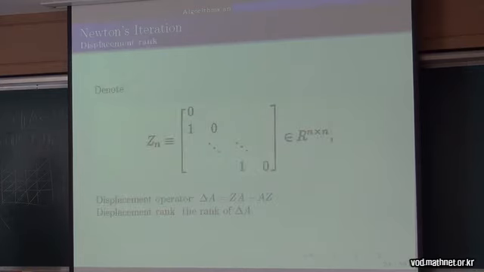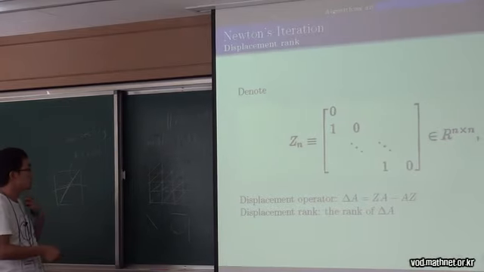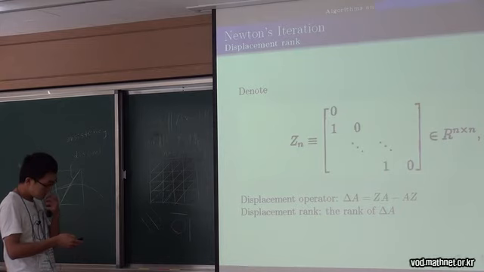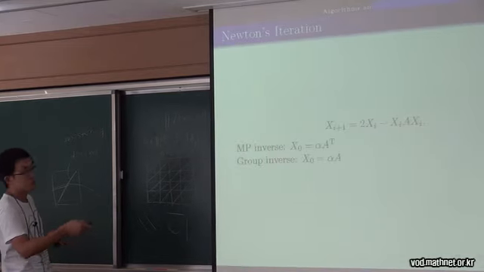And for the displacement rank, it is just named this one. The Z is just a permutation matrix, except there is no one here. If there is a one here, it's just the permutation matrix, and this is the displacement operator. We call the displacement rank just the rank of this one. We can see that if A is a Toeplitz matrix, this delta A is just one row and one column and zero elsewhere. So the displacement rank for the Toeplitz matrix is at most two.